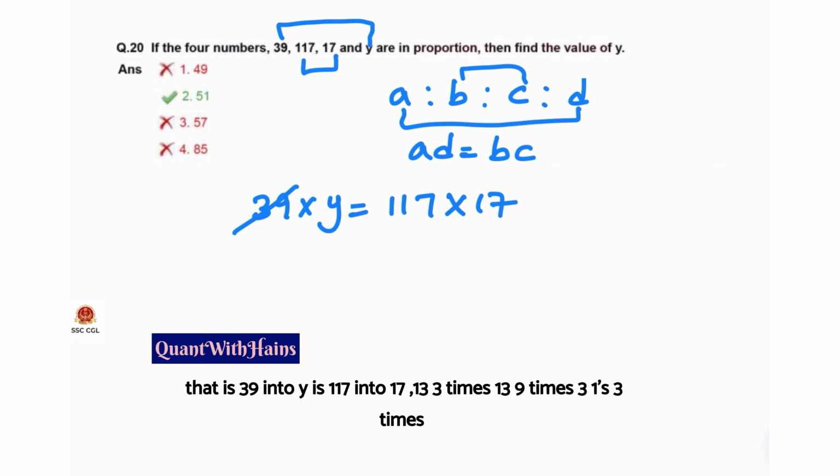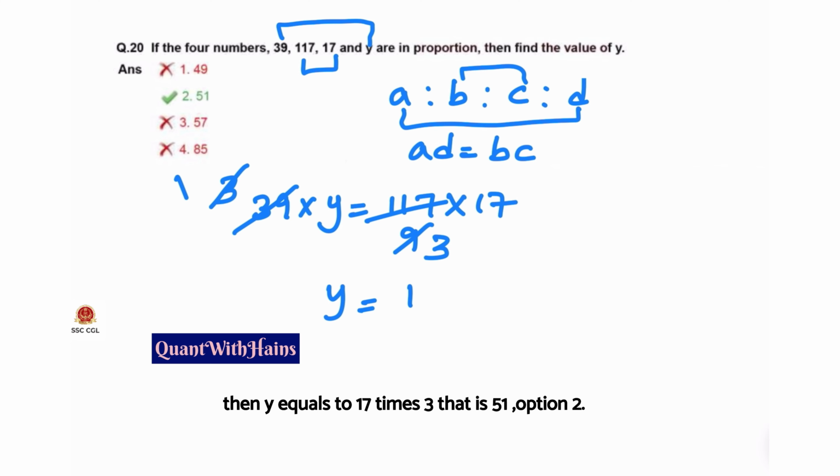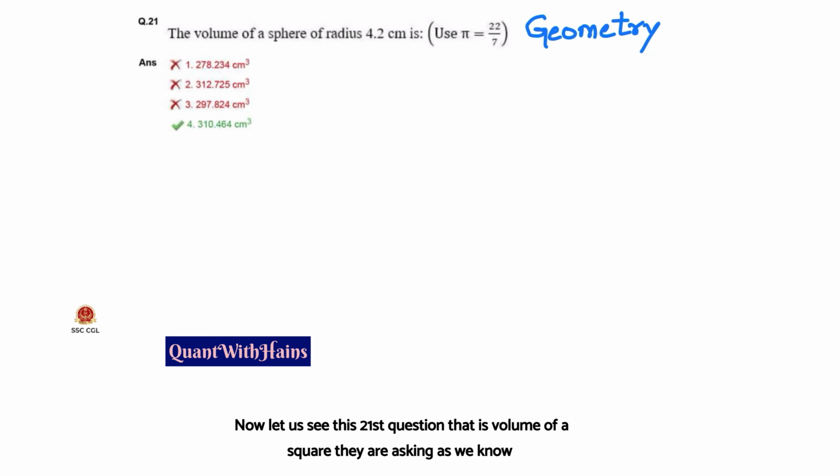Now 13 3 times, 13 9 times. 3 ones are 3 times. Then y equals 17 times 3, that is 51. Option 2. Now let us see this 21st question, that is volume of a sphere they are asking.